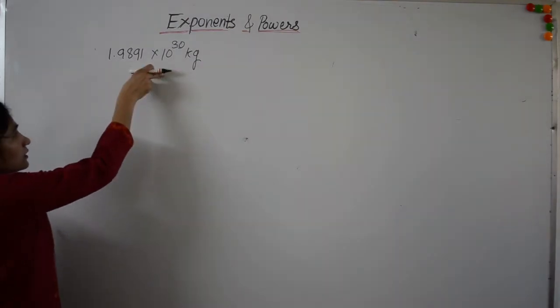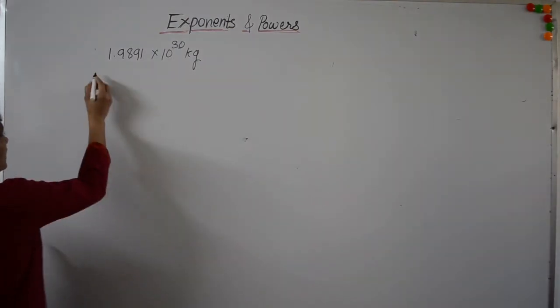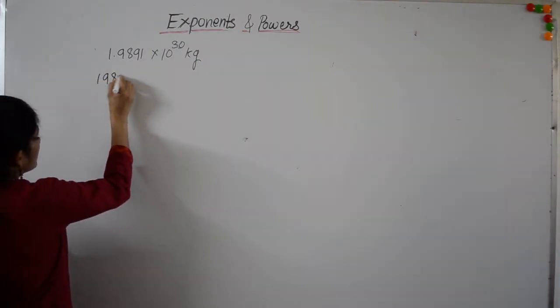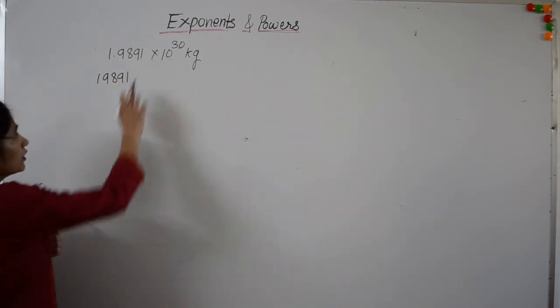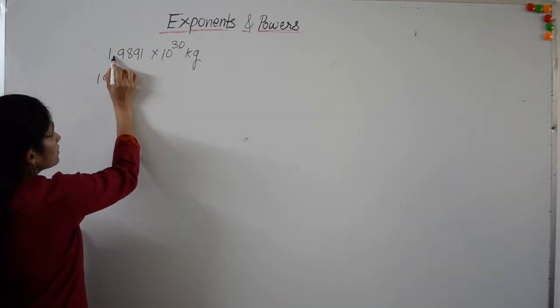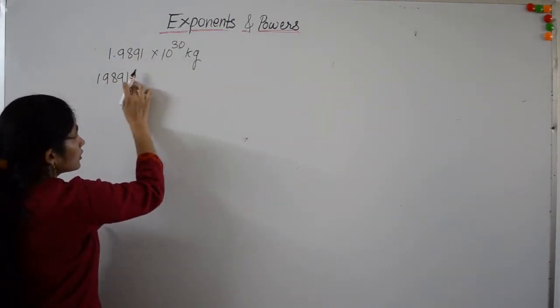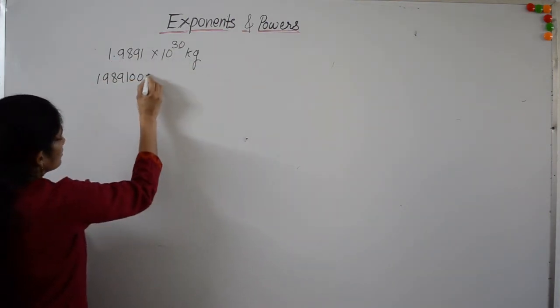If I have to write these in numerical form, then I will have to write 19891 and then 26 zeros. We have to count total 30 digits after this decimal point. So I have to write total 26 zeros.